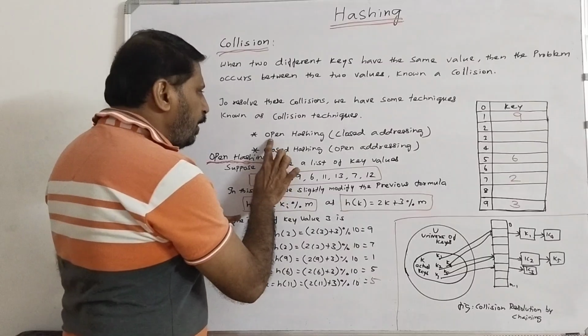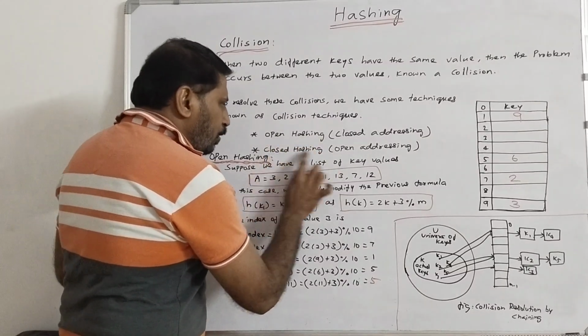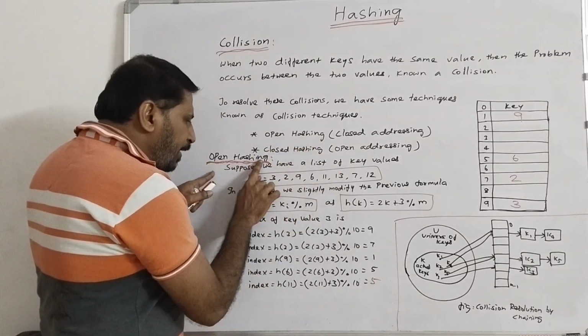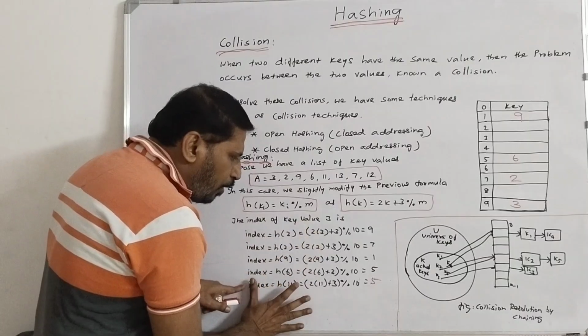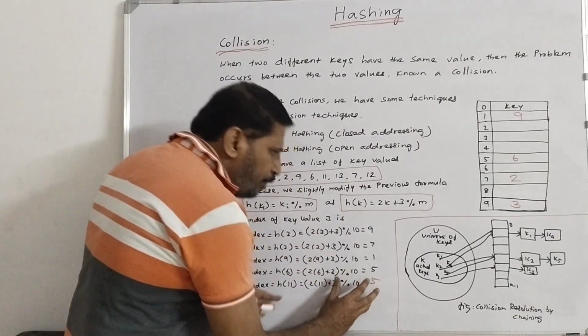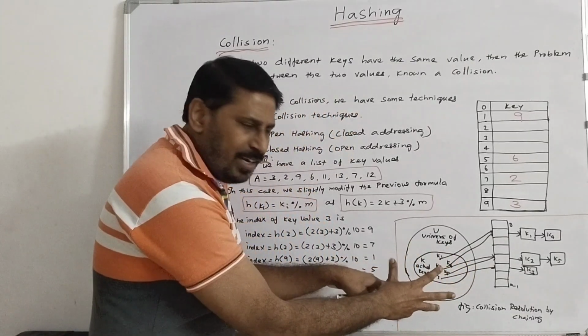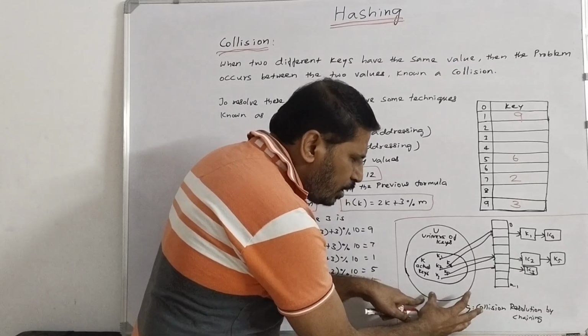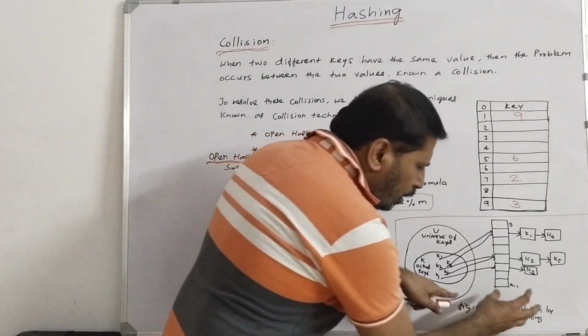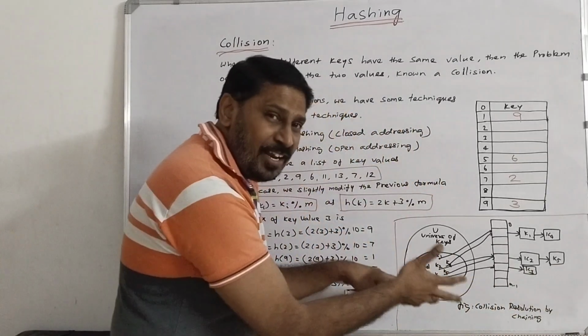So that's why we are taking two methods, open hashing and closed hashing. In open hashing, I am following this formula. At the same time, I am using one more technique for collision resolution, that is collision resolution by the chaining method.